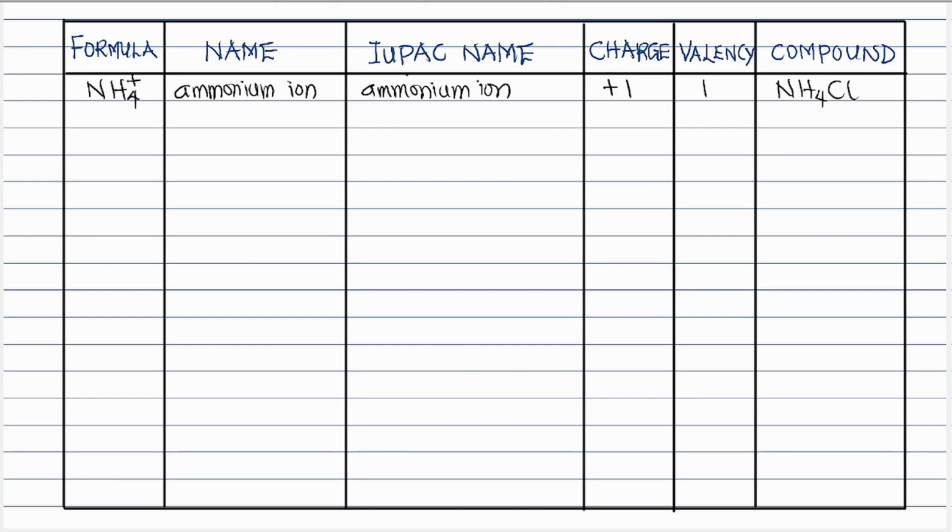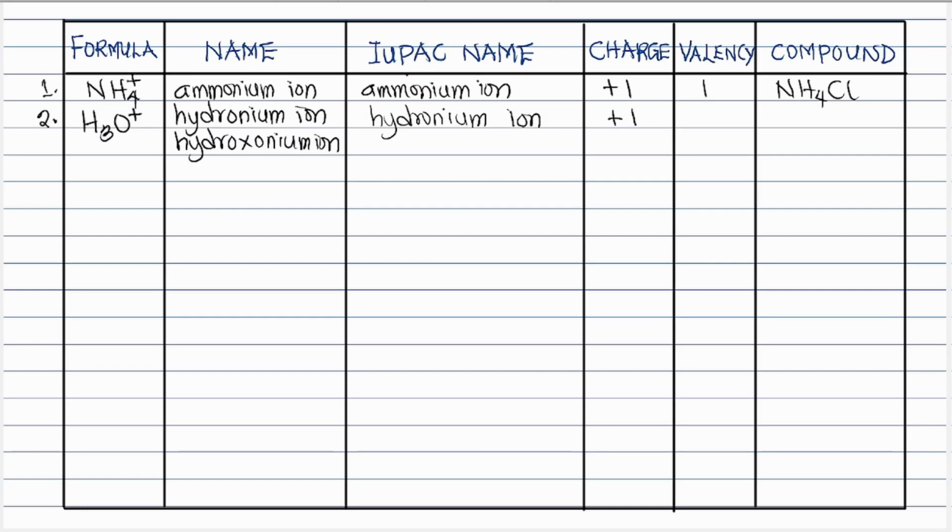Another polyatomic cation that was not shown in the table is the hydronium ion. The hydronium ion has the formula H3O+. It is otherwise known as hydroxonium ion. Its IUPAC name is the same thing as the common name. It has a charge similar to that of ammonium ion, which is +1, and a valency of 1. Hydroxonium ion is usually an intermediate found in acid-base reactions occurring in an aqueous medium. It is formed from the protonation of a water molecule.